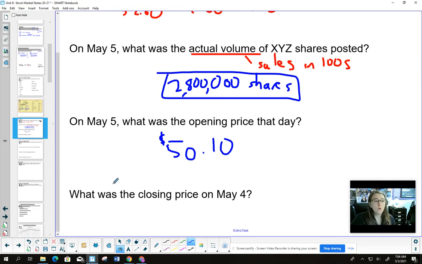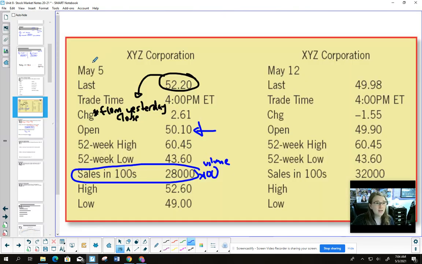Now, this is not a typo. This next question says, what was the closing price on May 4th? So that's the day before. Notice this is May 5th. I'm asking for the closing price from yesterday. Now, I have it written here. We know something related to yesterday, right? The word's even right there.